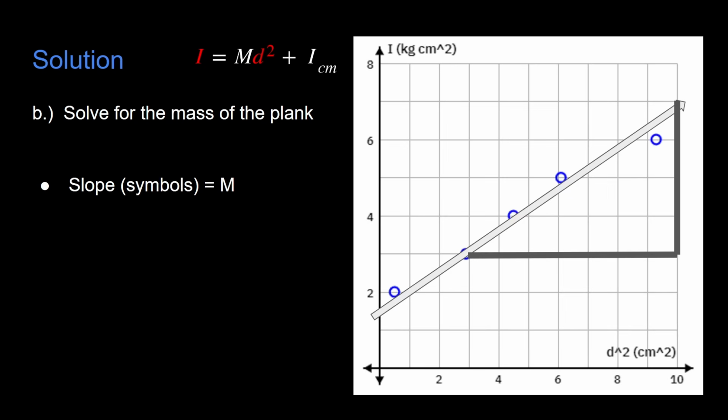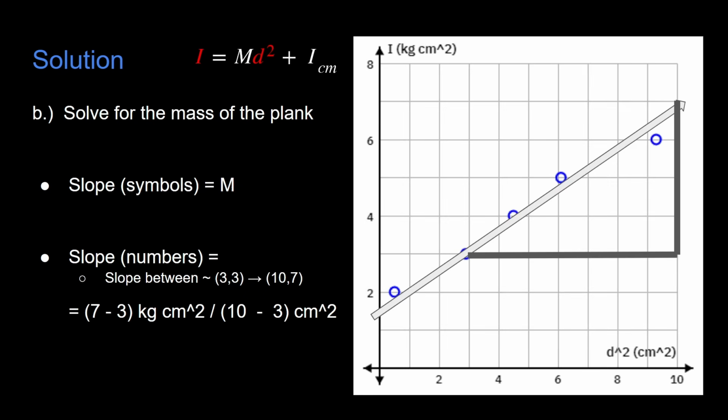So slope in terms of symbols is m, and slope in terms of numbers is equal to rise over run. You can see I drew myself a little slope triangle here. Roughly the points occur at (3, 3) and (10, 7). So I just do y2 minus y1 over x2 minus x1, and I get roughly 0.57 kilograms. Units matter.